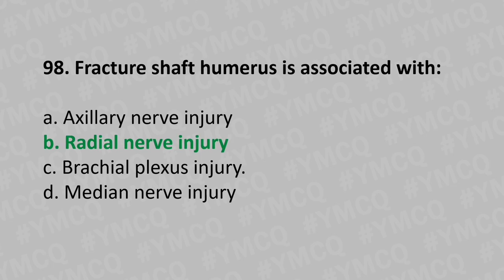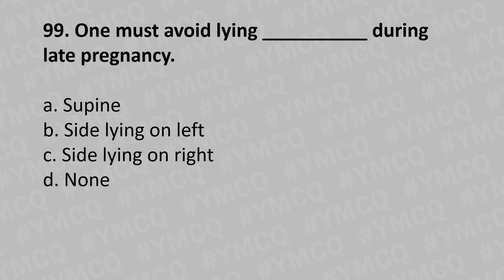One must avoid lying dash during late pregnancy. Option A, supine. Option B, side lying on the left. Option C, side lying on the right. Option D, none. And the answer is option A, supine. Moving to our 100th question.